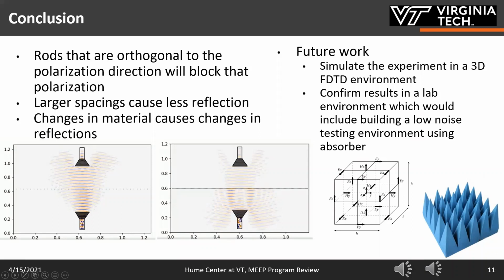Different materials have different permittivity, permeability, and conductivity. As such, they will reflect the wave back differently. Future work on this project includes simulating the experiment in a 3D FDTD environment where both polarizations can be present at the same time, as well as confirming results in the lab. This would include building a low noise testing environment, which would use absorber as seen in the lower right.